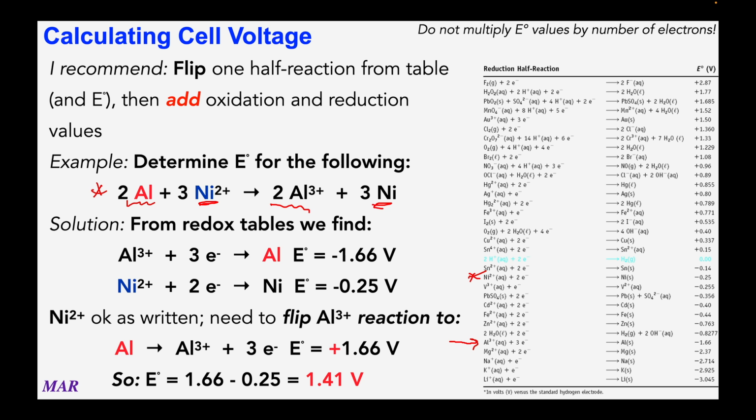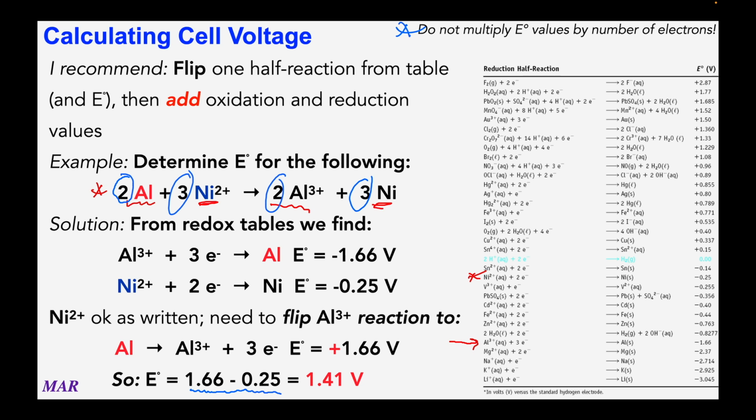However, I do want to point out something else. In this reaction, it was 2 aluminums making 2 aluminum 3 pluses and 3 nickel 2 pluses going to 3 nickels. I didn't use 2 or 3 down there with the cell potentials. So you do not multiply the E cell potentials by the numbers of electrons. It's the cell potential for any amount of chemical.